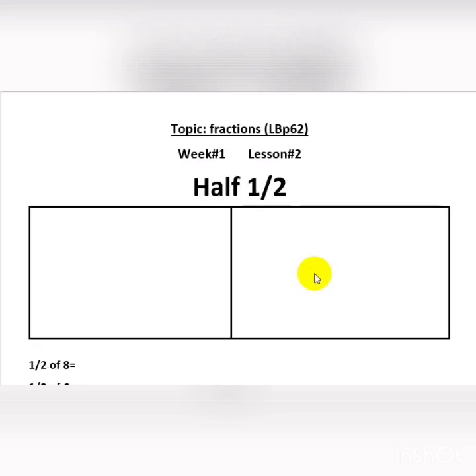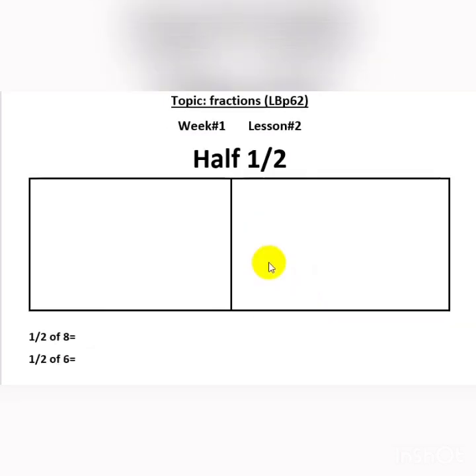So let's get started. Today our topic is fractions, and we are going to learn something new about them today. So let's revise a little bit from our previous video. What are fractions? Fractions is a part of a whole.